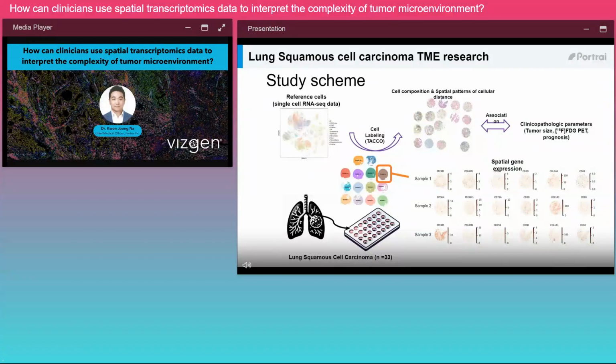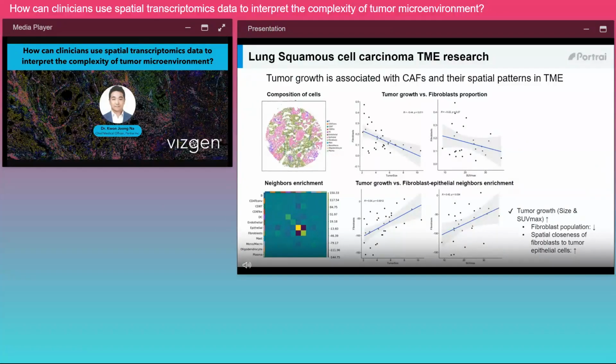We then analyzed the cell composition and spatial patterns of cellular distances within the tumor microenvironment. These spatial data were linked to clinicopathologic parameters such as tumor size, FDG PET uptake, imaging results, and patient prognosis. In addition, we examined the spatial gene expression to further understand the molecular characteristics within the tumor microenvironment. This integrative approach allows us to correlate specific spatial patterns with clinical outcomes, providing deeper insights into the role of the tumor microenvironment in lung squamous cell carcinoma progression.